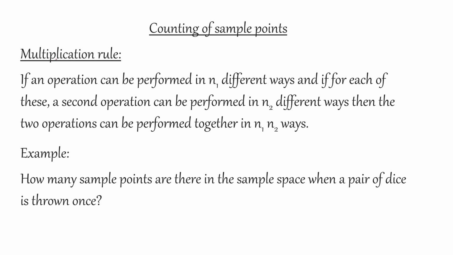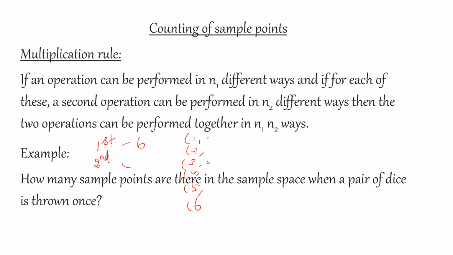Example, I'll tell you. If you throw two dice, let us take two dice. How many sample points are there in the sample space when a pair of dice is thrown? Now consider a pair of dice. So the first die is there, the second die is also there. Only once we are throwing. So for the first die you will get 6 possible ways. What are the possibilities? 1, 2, 3, 4, 5 and 6. These are the possibilities in the first die, right?